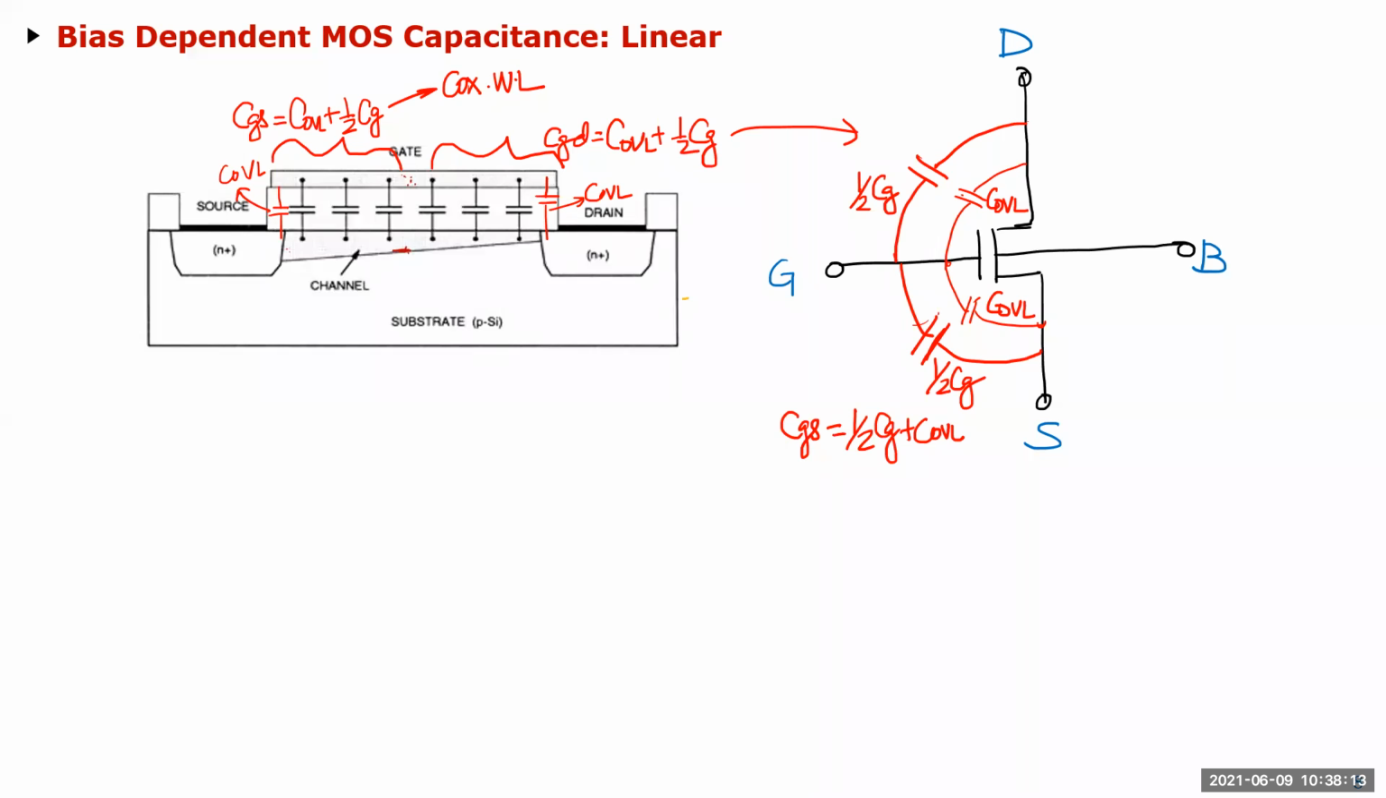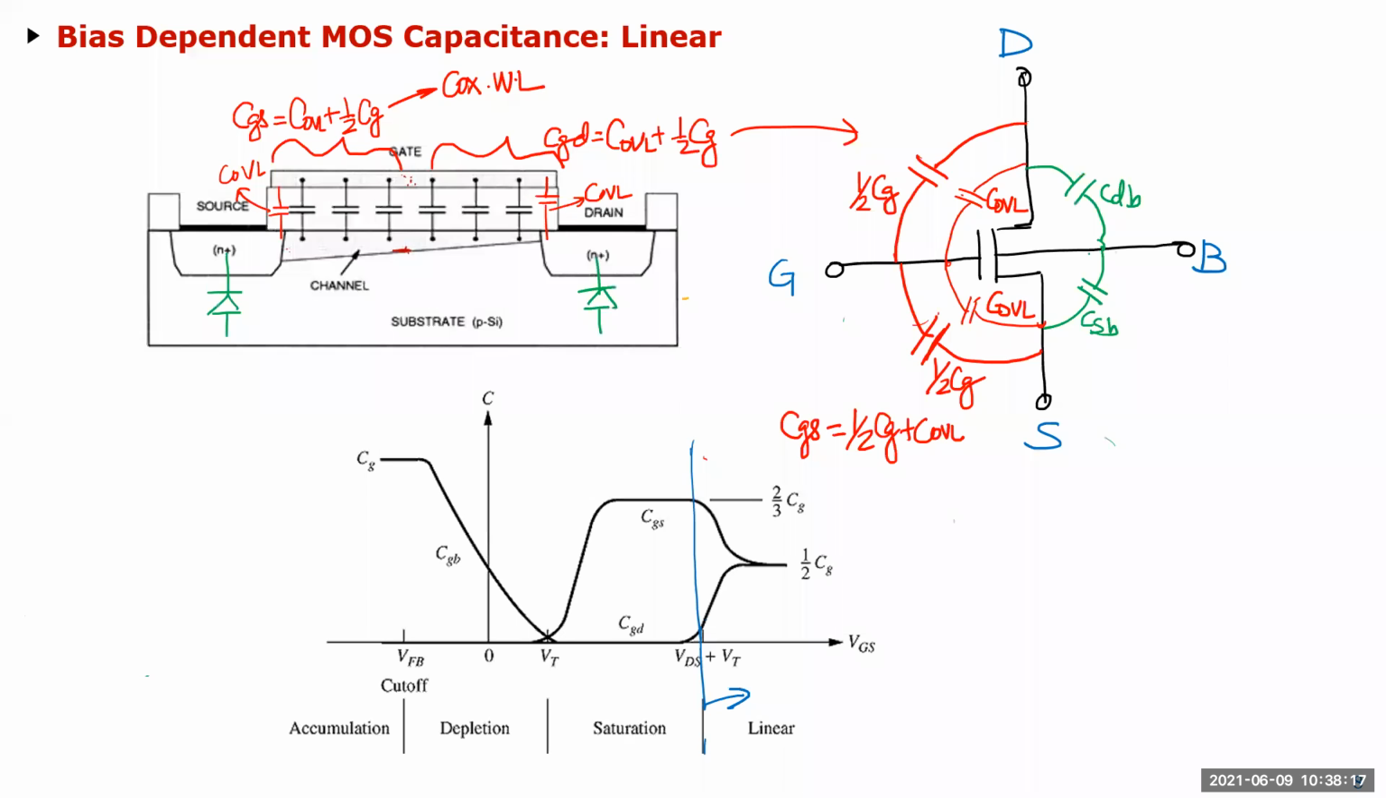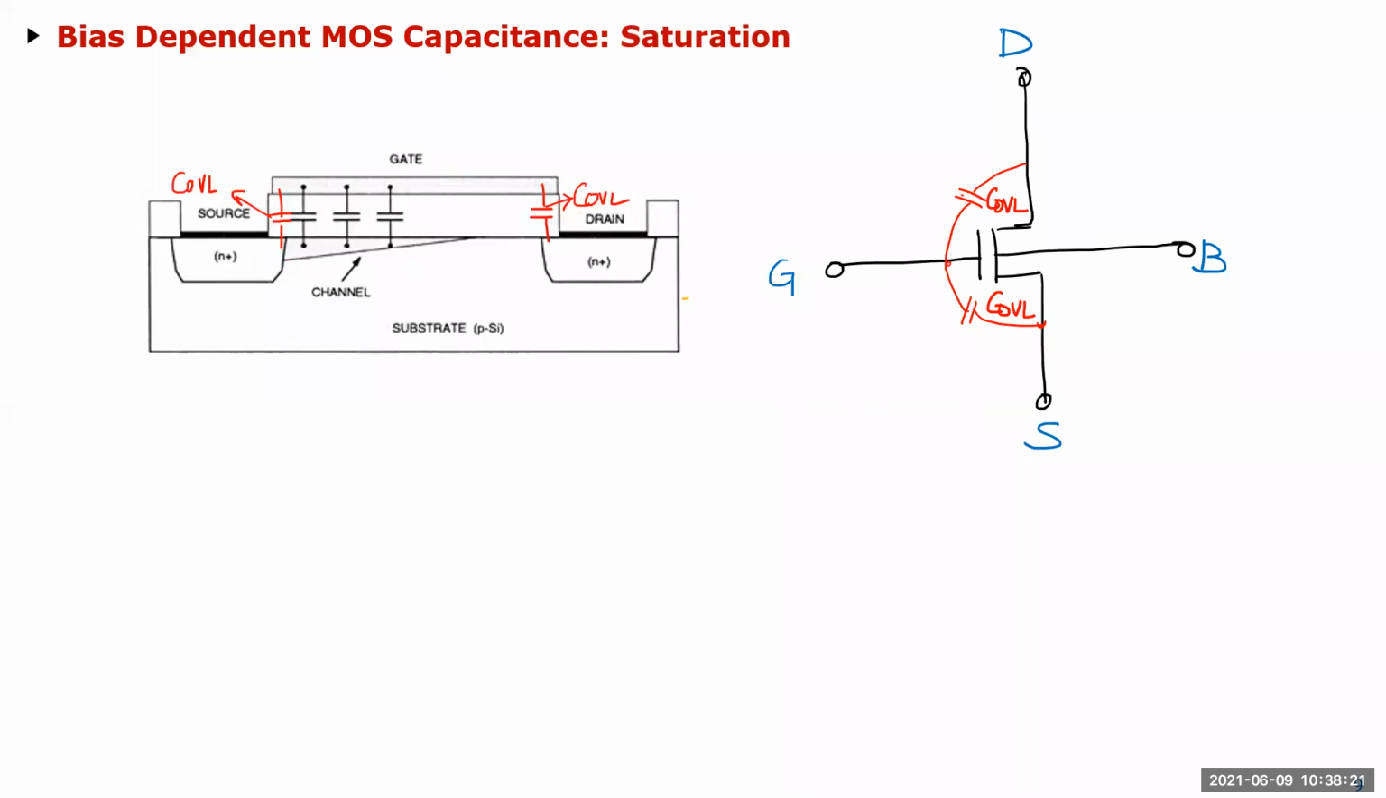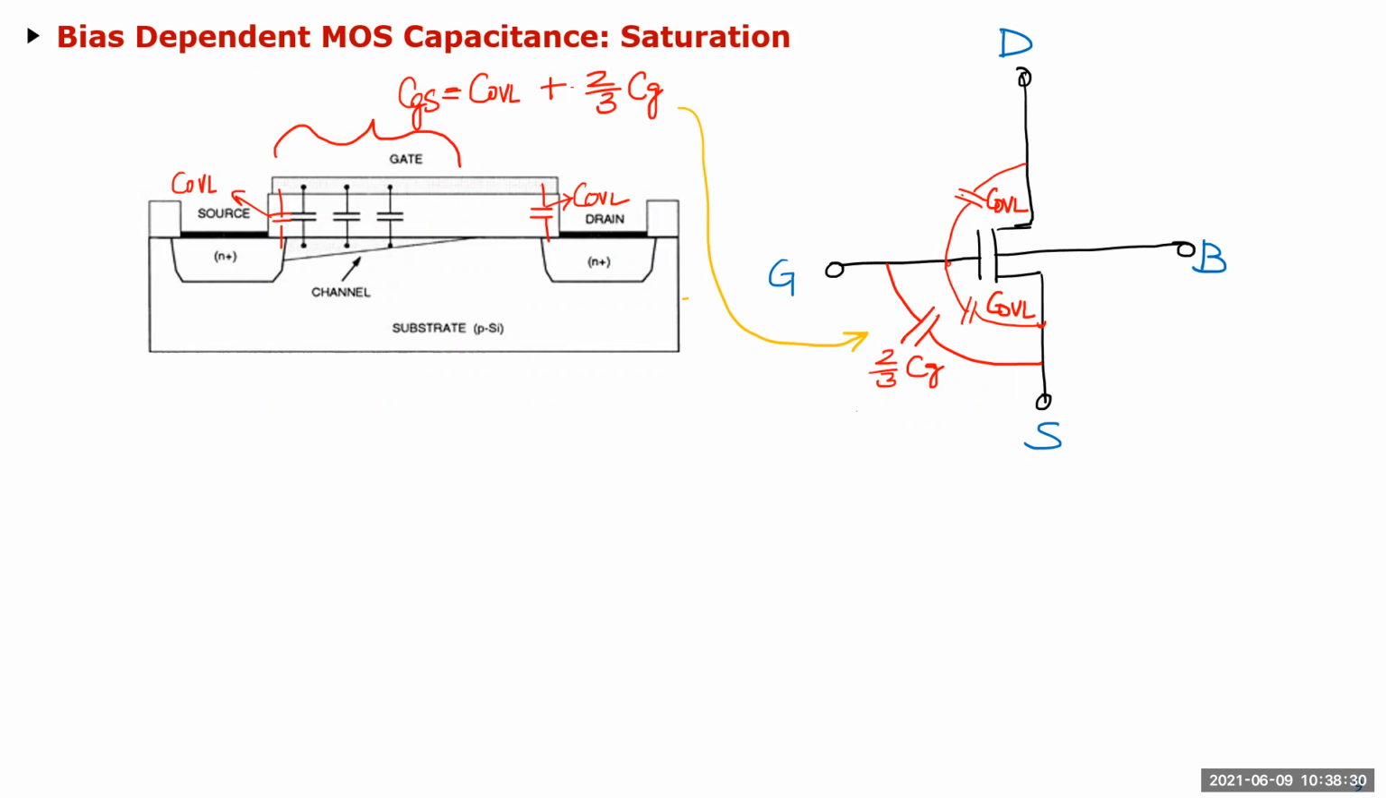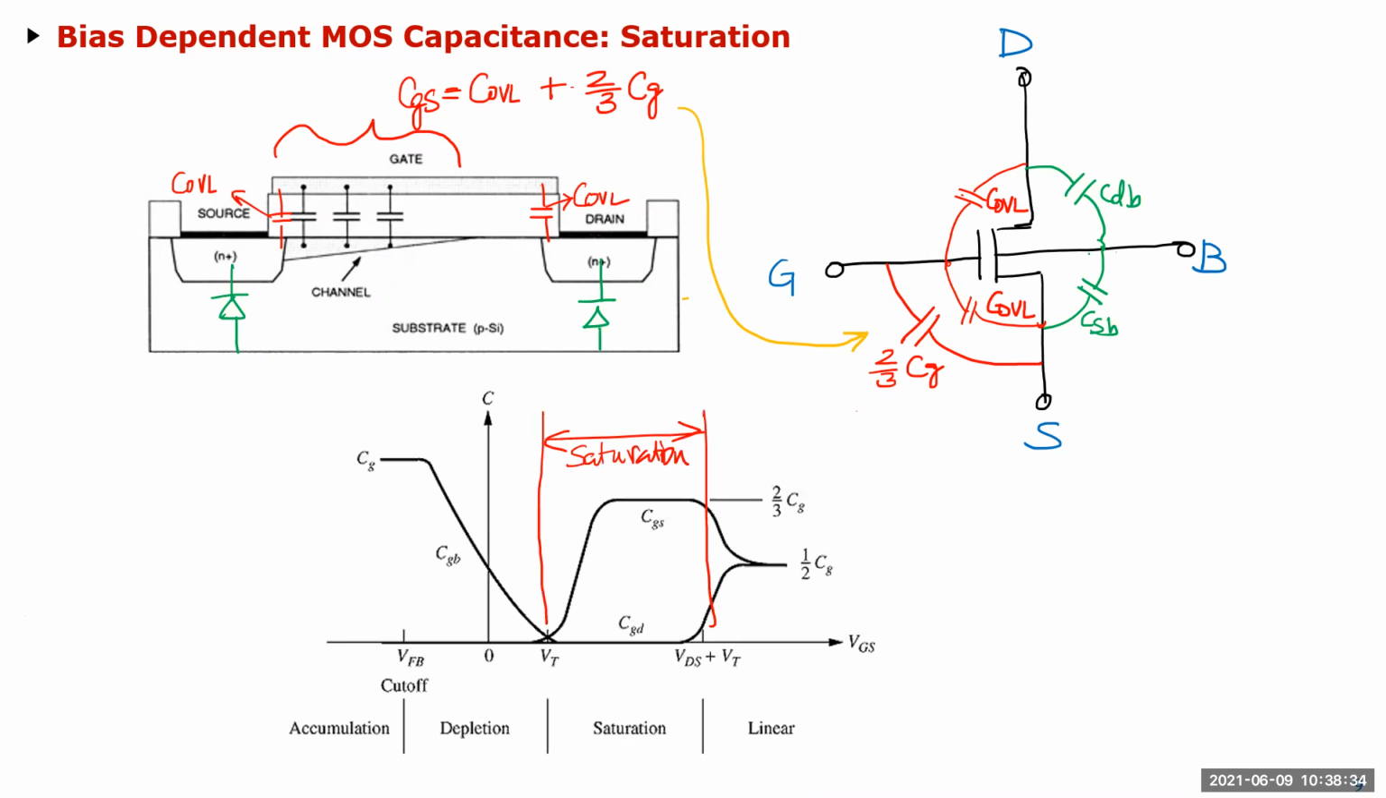And then obviously you have the overlap cap always there, doesn't matter which region of operation, and you have the drain to bulk as well when you're done. And in saturation, from gate to drain, you just have the overlap cap. The gate to source, you have 2/3 of the CG, which is the oxide cap, and you have the overlap cap as well. Okay, this is saturation.